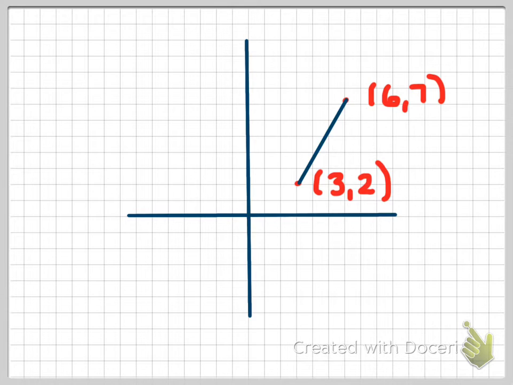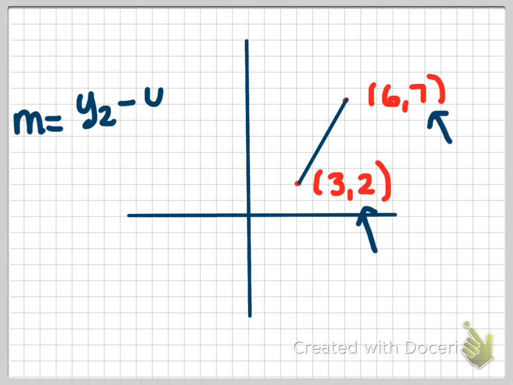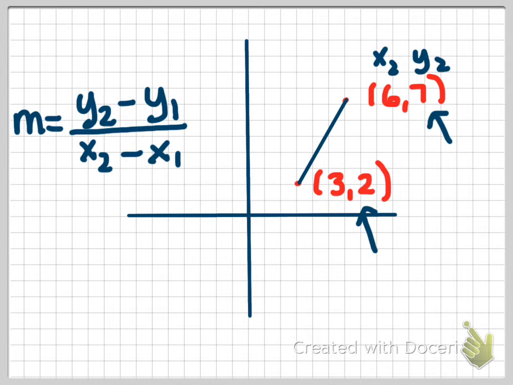Okay, here's the same graph as the previous slide, except that this time I put the coordinates of the second point and the first point. So this is the second point, and this one's the first point. 6, 7 is the second point, 3, 2 is the first point. There is a formula that you learned for slope. It's m equals y2 minus y1, that's the second point's y minus the first point's y, over x2 minus x1. As we said, this is the second point, so x2, y2. This one's the first point, x1, y1.